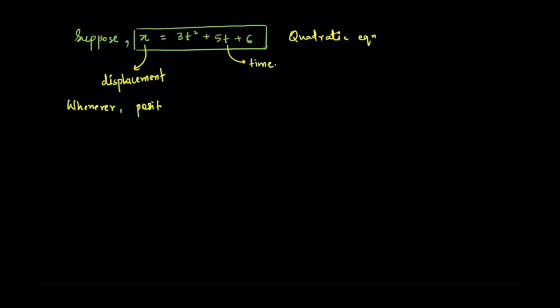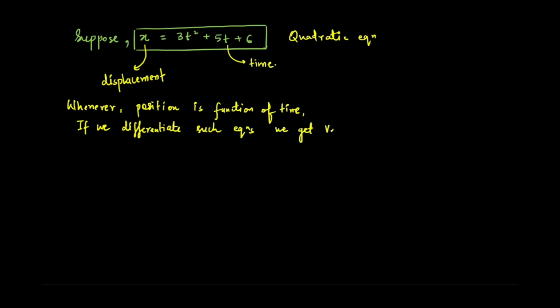whenever position is a function of time, if we differentiate such equations, we will have velocity. Now, how are we going to differentiate it? Let us try to understand it. Also, we are going to learn the same thing in calculus as well, whenever you learn about derivatives.